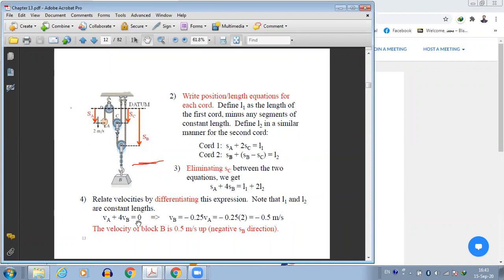Now we know VA is 2 meter per second. So just substitute 2 meter per second and you will get VB is negative 0.5 meter per second. When it says that VB is negative 0.5 meter per second, that means VB is moving towards the datum at a velocity of 0.5 meter per second. The problem is solved. Do you understand the solution? Is the solution clear? Okay, good.